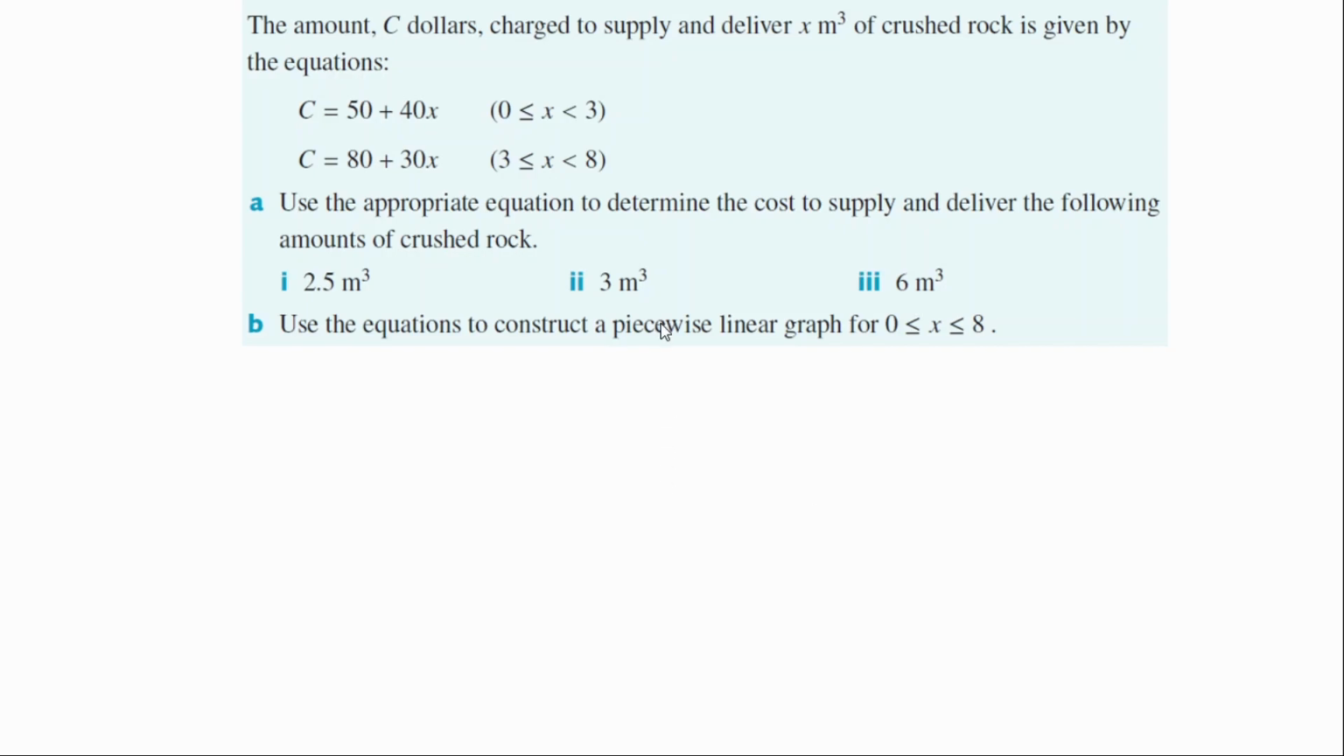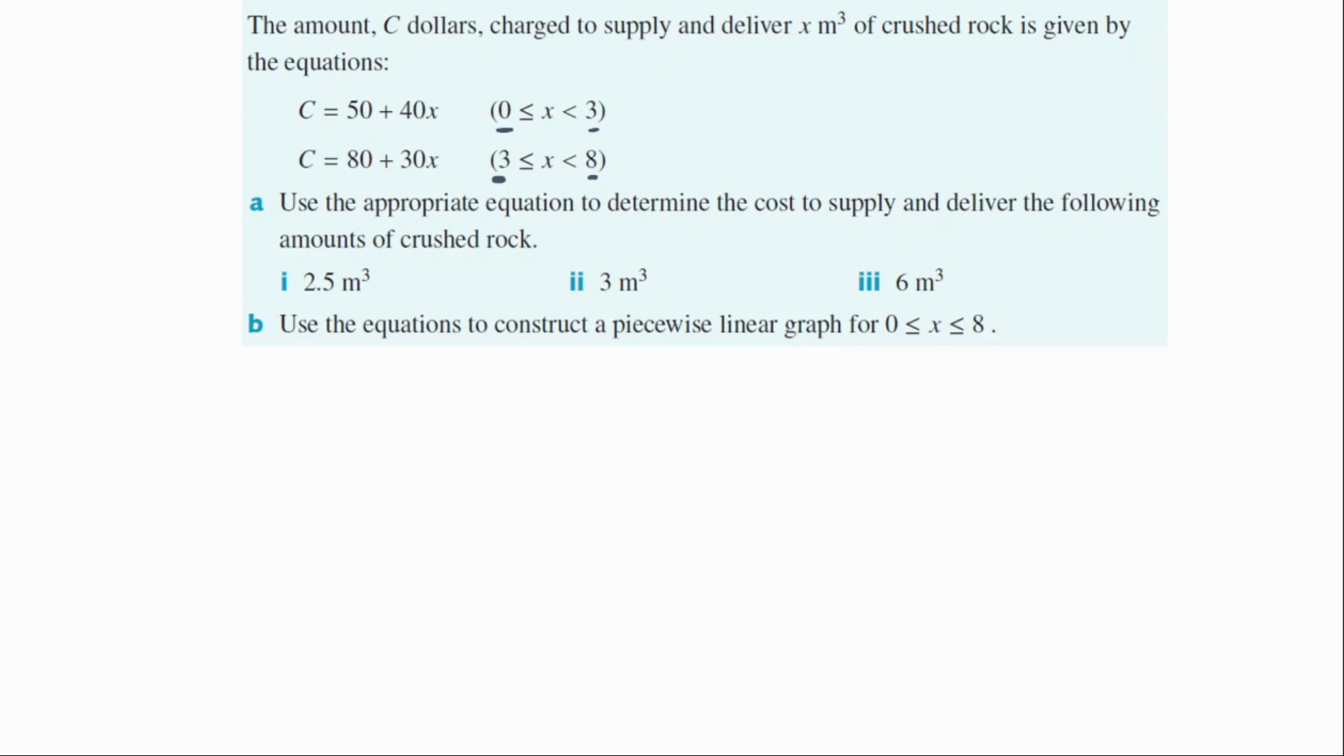This first graph here starts when x equals 0 and goes until when x is smaller than 3. So it doesn't go until 3, it goes until it's smaller than 3. This one starts when x equals 3 and goes until it is just before 8, so smaller than 8. So we need to be able to read those there.